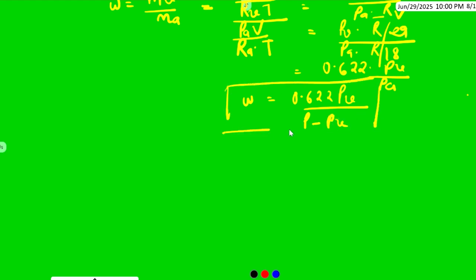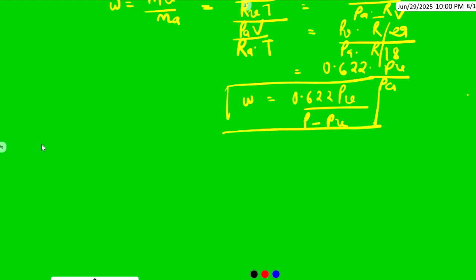So this absolute humidity omega is given by 0.622 PV divided by PA, where PA is equal to P, the total air pressure, minus PV. For all the calculations in determining the absolute humidity, we will use this omega formula for our calculation.